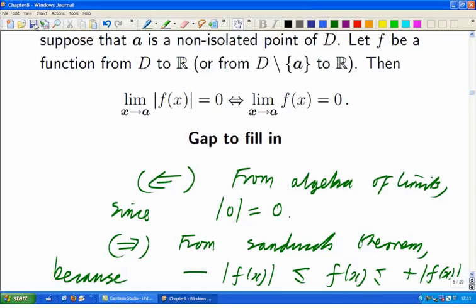So if you're trying to check something tends to 0, you might as well estimate its modulus and prove that that tends to 0, which again often involves using the algebra of limits, as we're going to do in the next problem.